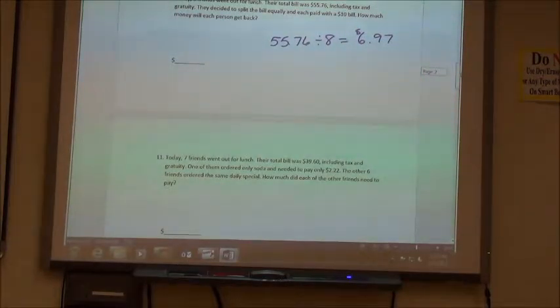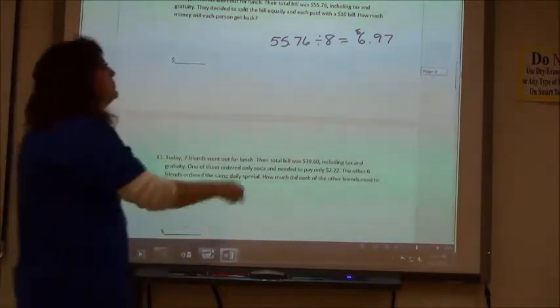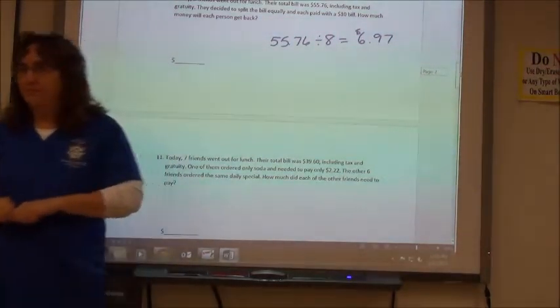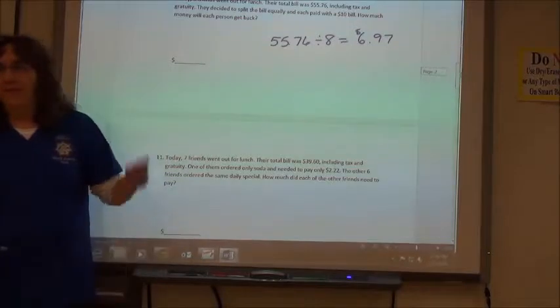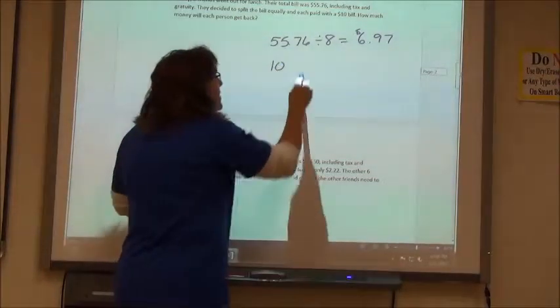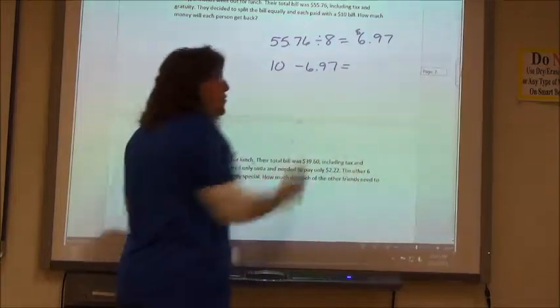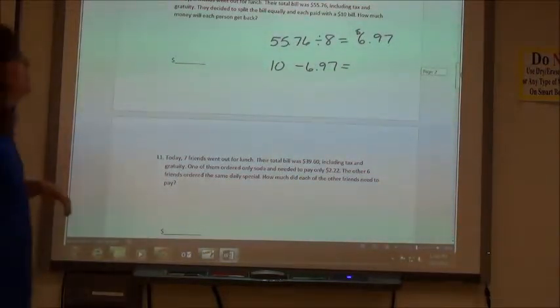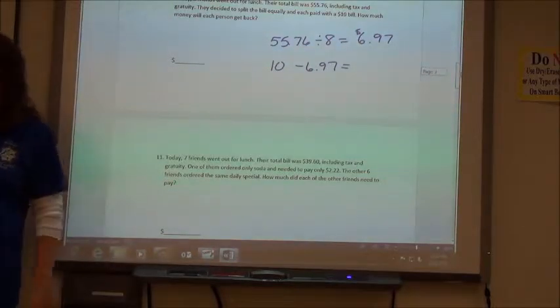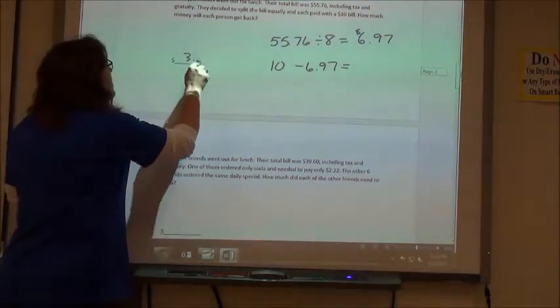They each paid with a $10 bill. We want to know how much change they're each going to get, so then what are we going to do? So I'm going to take the $10 they each paid and subtract the $6.97 that they each owe, right? Again, you can do it on your paper or just subtract it on your calculator, whichever way you want. How much will they each get back? $3.03.